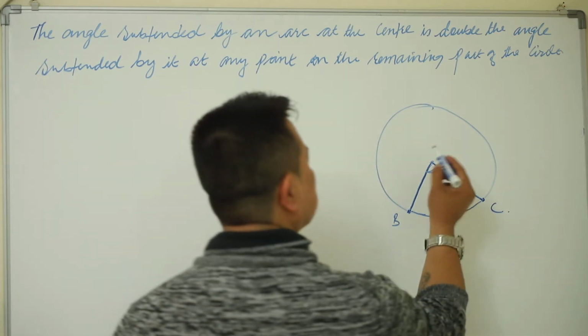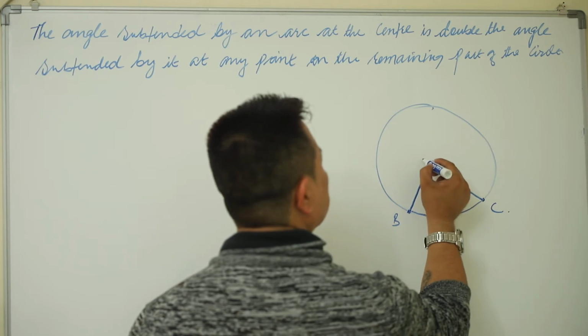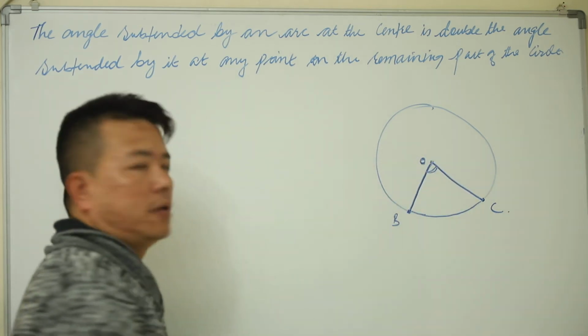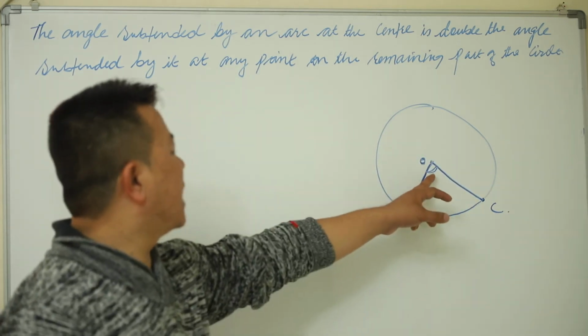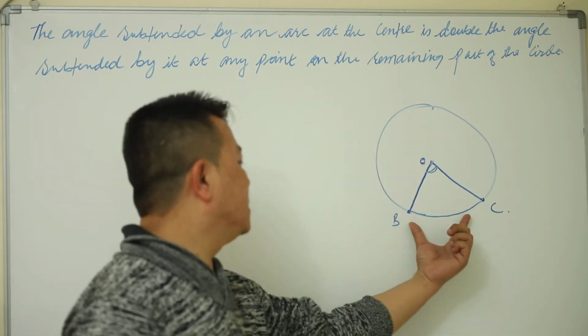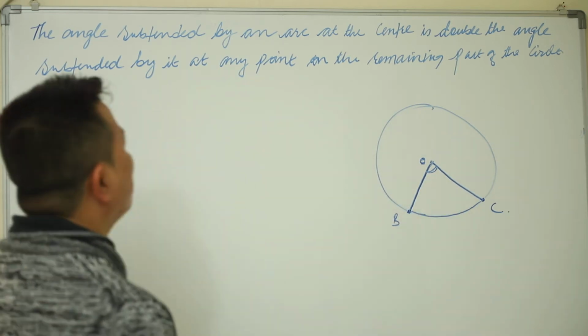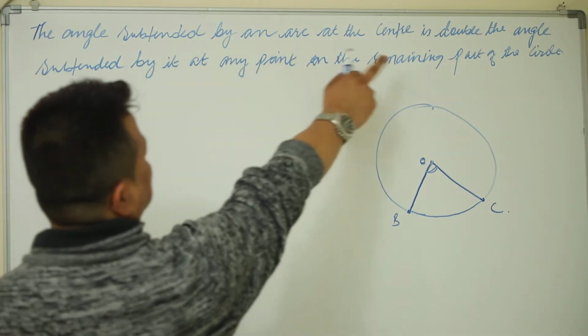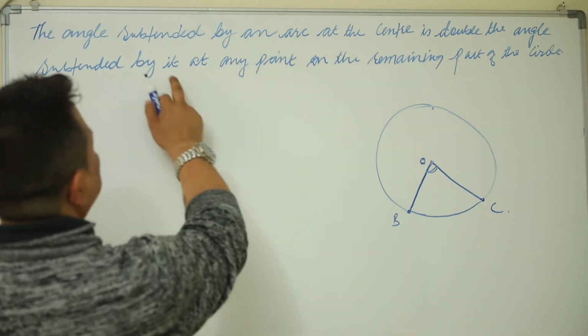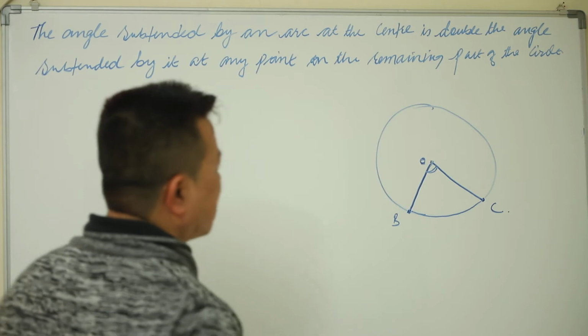Okay, and you can name this circle's center O. This is the center of the circle. Now this angle is the angle subtended by this arc BC. Now what do we have to prove? At the center it is double the angle subtended by it at any point on the remaining part of the circle.